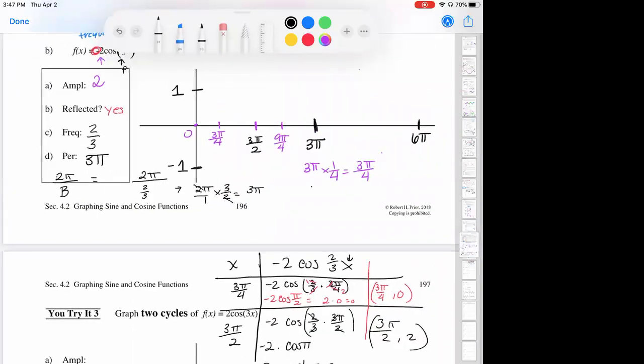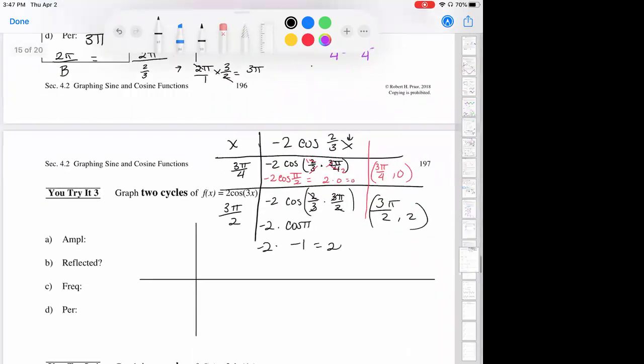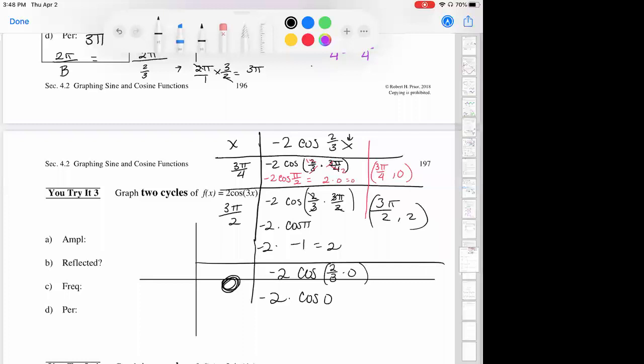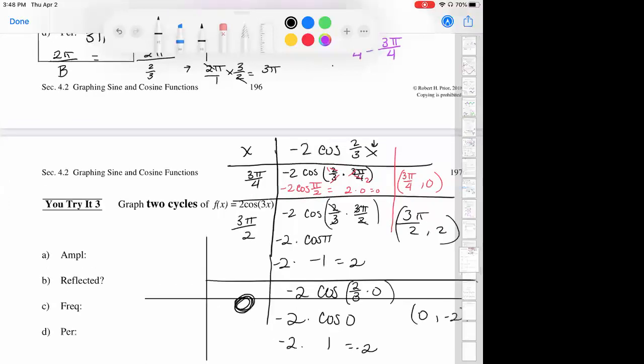Cosine starts at, we didn't do 0. Let's do 0. So if I plug in 0 for x, I have negative 2 times cosine of 2 over 3 times 0. Well, anything times 0 is 0. So we're left with cosine of 0 times negative 2. If we take a look at 0, cosine is 1. So I have negative 2 times 1, we get negative 2. So at 0, we have negative 2. Let's go ahead and plot these points. 0, comma, negative 2.